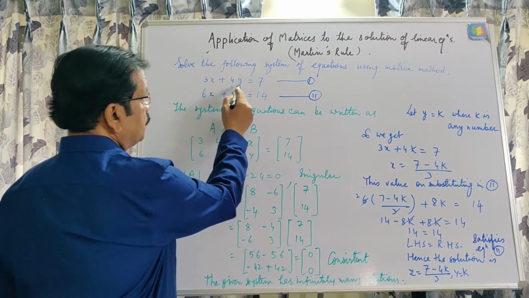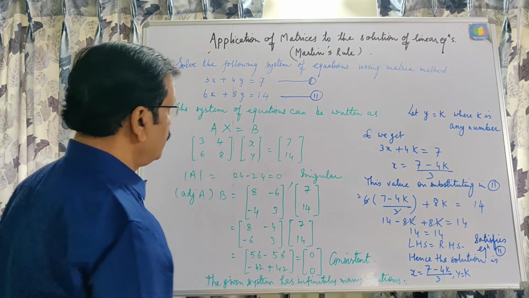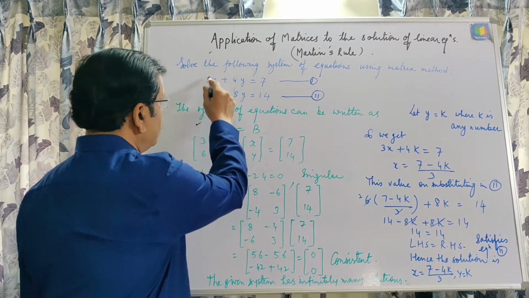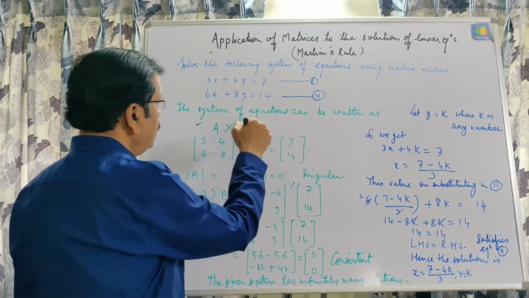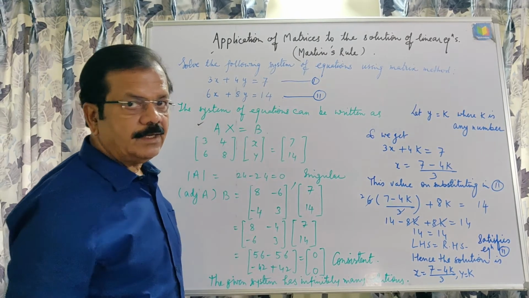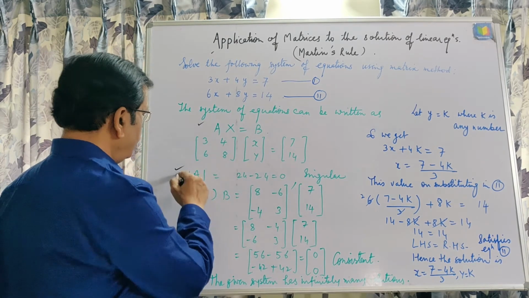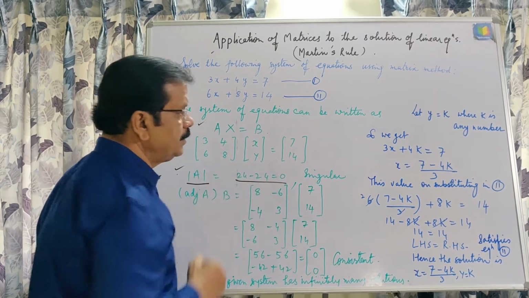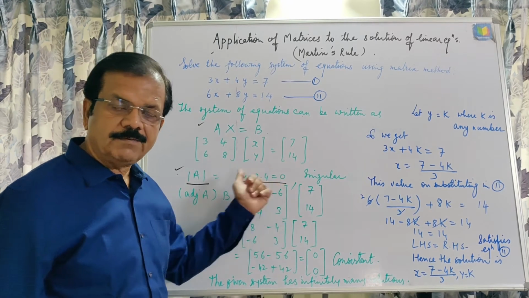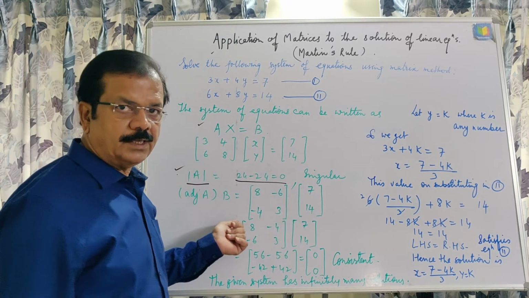The equations are 3x plus 4y is equal to 7 and 6x plus 8y is equal to 14. First of all, we write in the form of Ax is equal to B. A is the coefficients of x and y in a column, X means the variables x and y, and B is 7 and 14. After writing, we find the determinant of A, which is coming 0, so this is a singular matrix. For a singular matrix, if this is coming 0, we find adjoint of A into B.